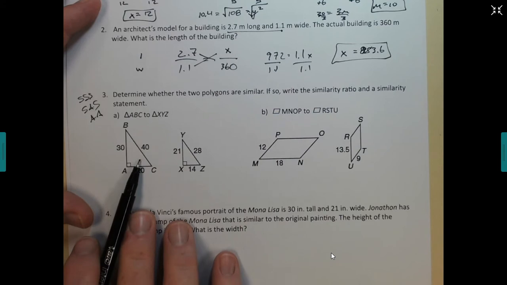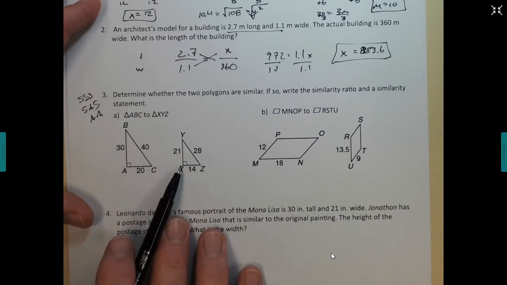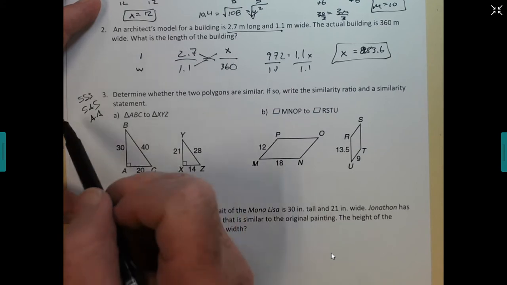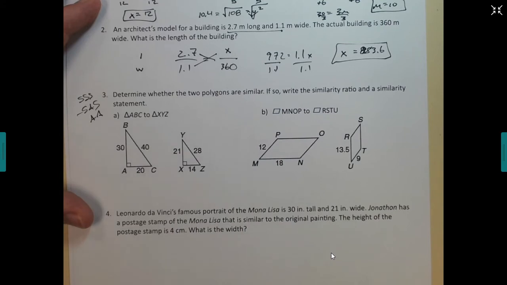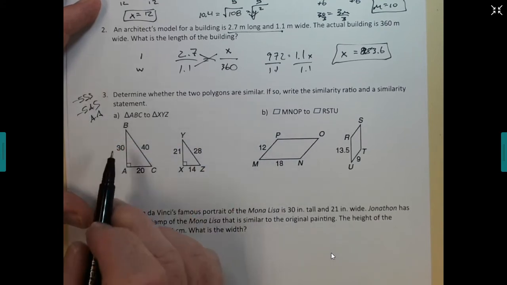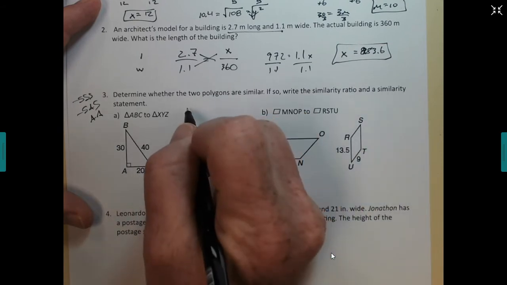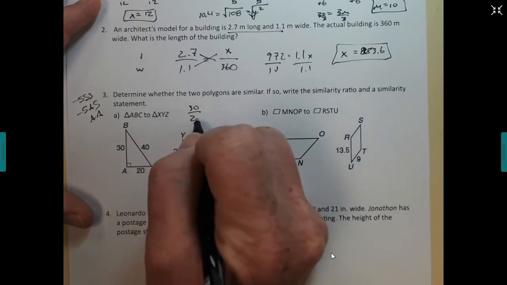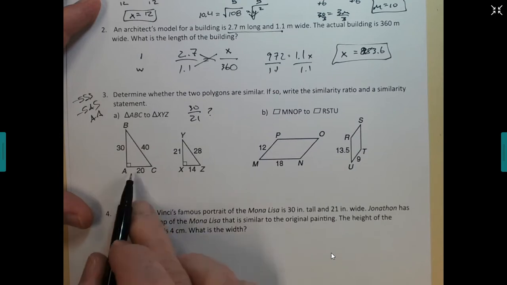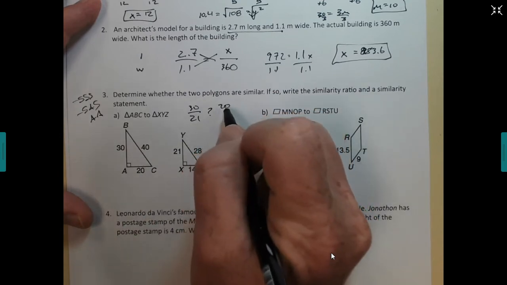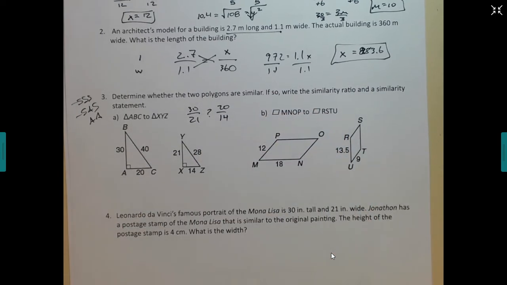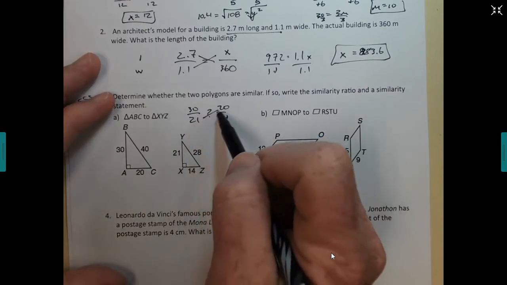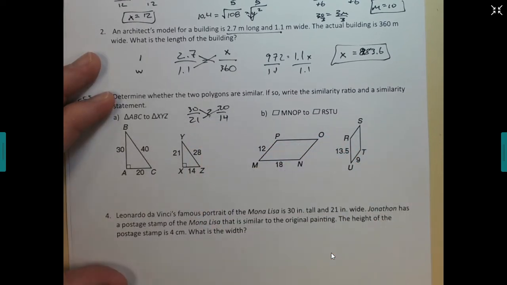Now here, I got two options. I do know I have one angle that is equal, so I could go with side, angle, side, or I got all the sides, and I could look at that. I'm going to try and match up my sides. I'm going to compare 30 to 21 and see if that is equal to 20 compared to 14. I made two ratios, so the easy way to see whether those are equal is to cross multiply.